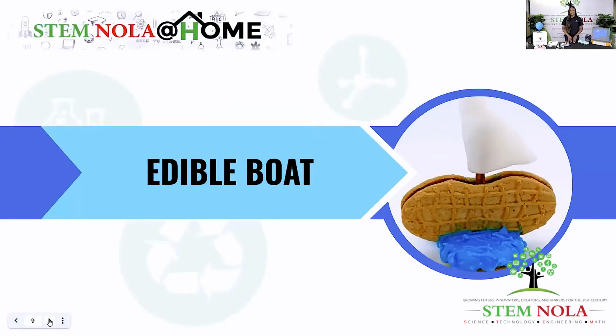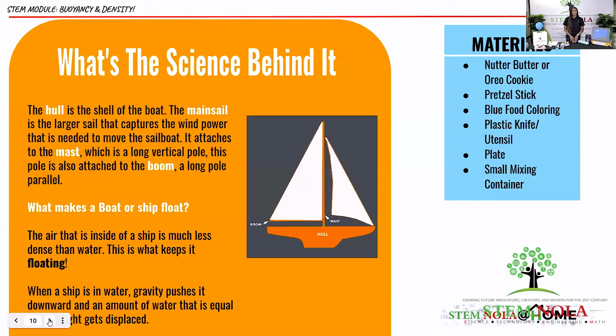All right, so let's get started. The first experiment is the edible boat. For this experiment, you will need Nutter Butters or Oreo cookies. I'm gonna use the Oreo cookies. Pretzel stick, blue food coloring, a plastic knife, a plate, and a small mixing container. So while you guys get those materials, I'm gonna read the science behind it and then we'll get started.